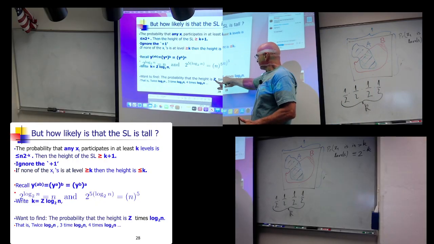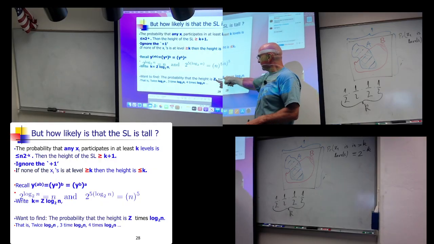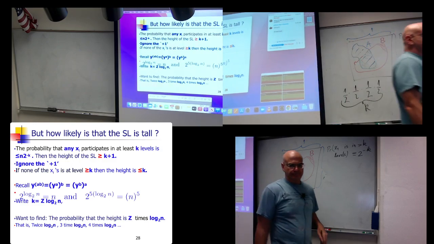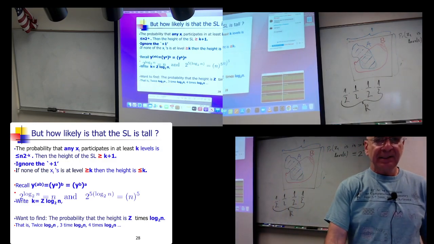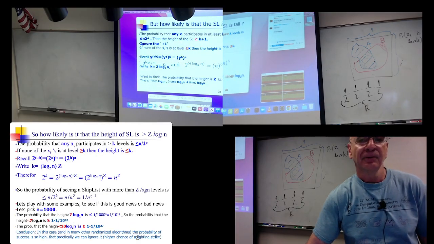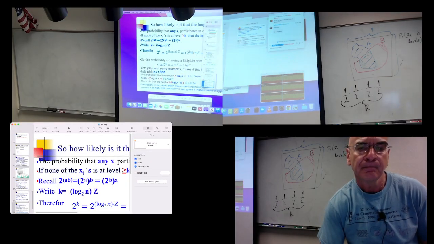Okay, we're ready to put it all together. Now I want to ask, what is the probability that the height of the skip list is z times log n, where z will be 1, 2, 3, 4, 5, numbers that I'm going to index? What's the probability that it's 2 times log n? What's the probability that the height is 3 times log n? 4 times log n?